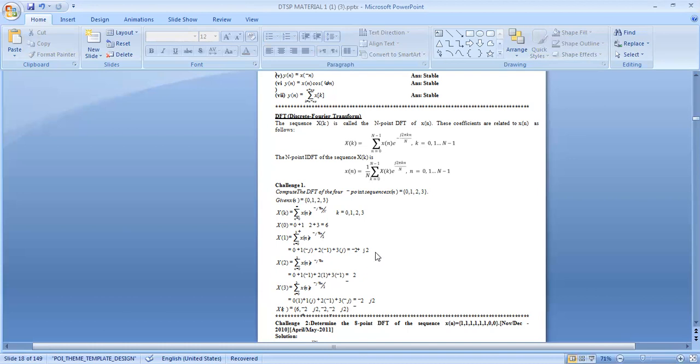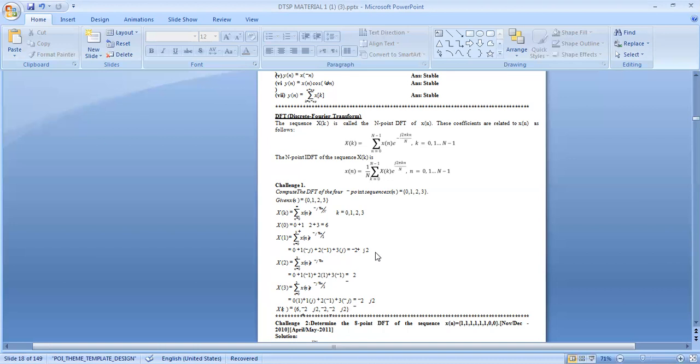Then the next one is X of 2. What is X of 2? We replace k equal to 2 over here. We get e power minus jπn alone, because the 2 and 2 cancel. Similarly, replacing n equal to 0, the first factor will be 0. The next factor, x of 1 times e power minus jπ. We know that cos π is minus 1, sin π is 0, so we get only the real term, minus 1. Similarly, x of 2 times e power minus j2π. e power minus j2π is nothing but cos 360, which is 1, and sin 360 is 0.